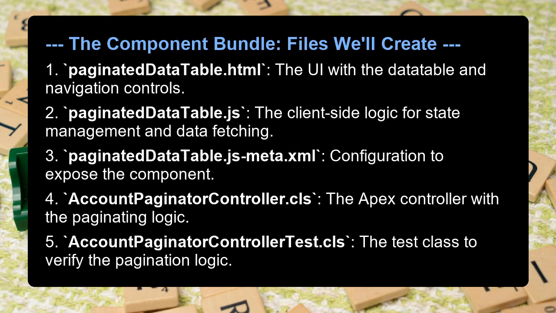The component bundle, files we will create. 1. paginatedDataTable.html, the UI with the data table and navigation controls. 2. paginatedDataTable.js, the client-side logic for state management and data fetching. 3. paginatedDataTable.js-meta.xml, configuration to expose the component. 4. AccountPaginatorController.cls, the Apex controller with the pagination logic. 5. AccountPaginatorControllerTest.cls, the test class to verify the pagination logic.